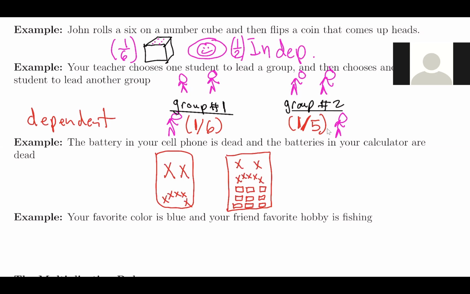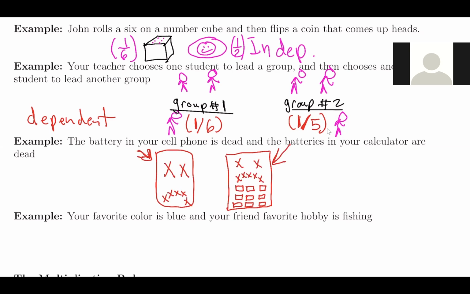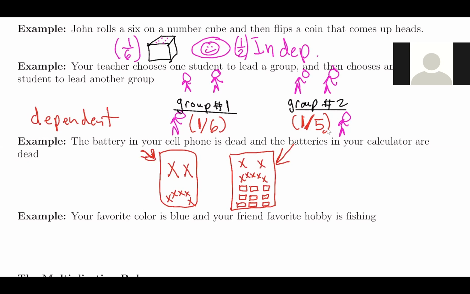So for this one, it said the battery in your cell phone is dead and the battery in your calculator is dead. So the fact that my cell phone is dead, did that affect the probability that my calculator will be dead? No. So since it doesn't affect it, we're going to say they're independent events. And that'll be it for that one. Any question for that last one?